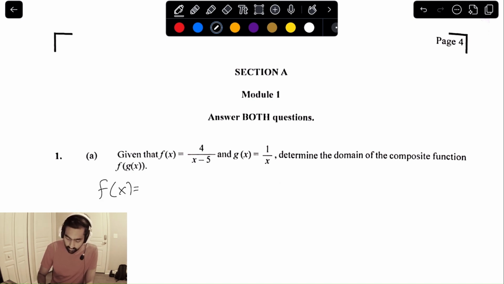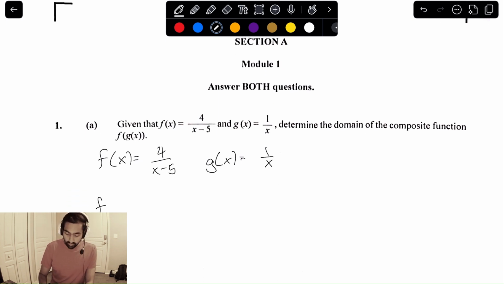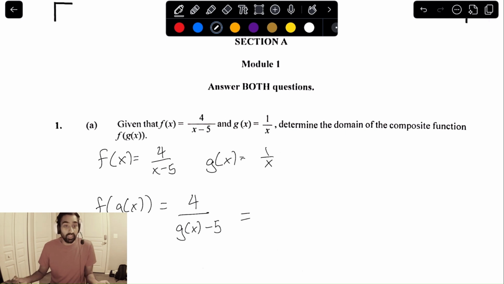So f of x is equal to 4 over x minus 5, and g of x is equal to 1 over x. To find what f of g of x is, basically, wherever I see an x in the expression for f of x, I just put g of x. So there's an x minus 5 in the denominator, so it just becomes g of x minus 5. And now what's g of x? G of x is 1 over x. So I just put that in.